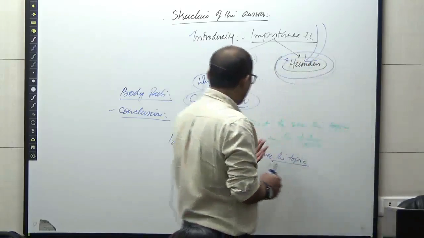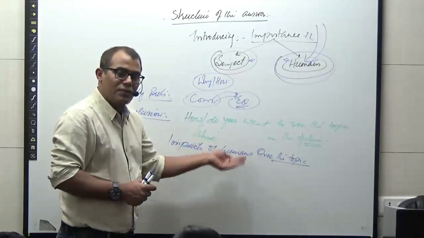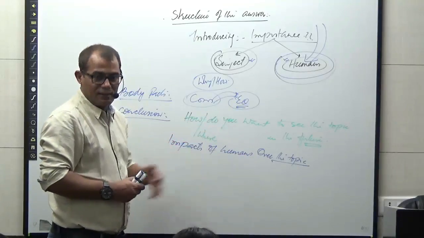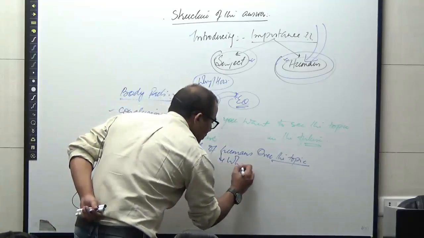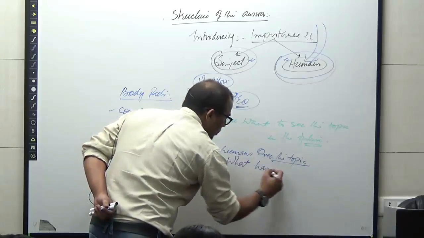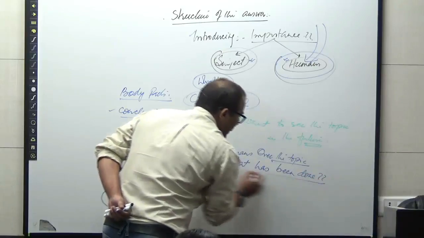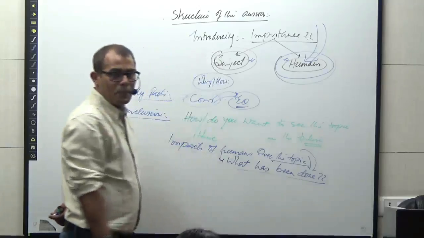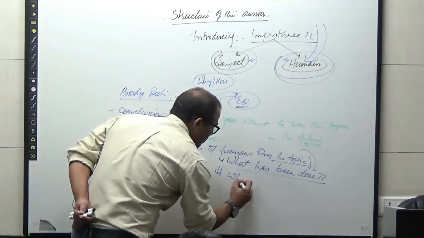And then the moment you have told about the negative impact of humans, now suggest. Now tell what has been done with respect to that. Again, all has to be in a very short, crisp manner. What has been done? That is, measures taken to reduce that negative. And then what needs to be done?